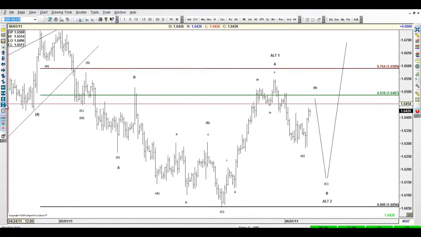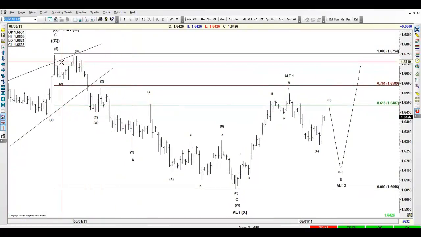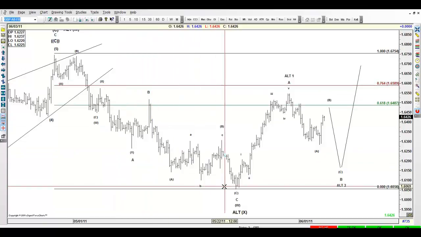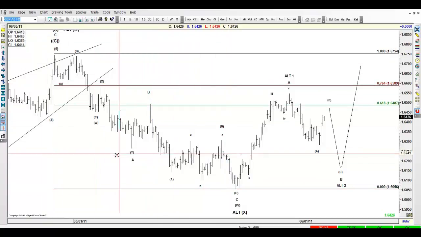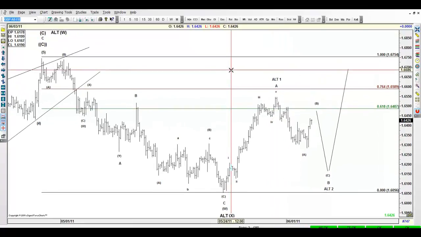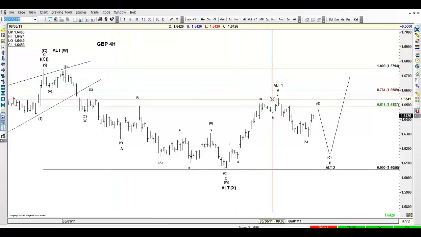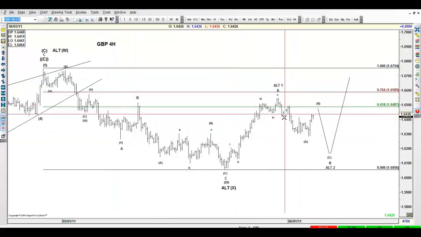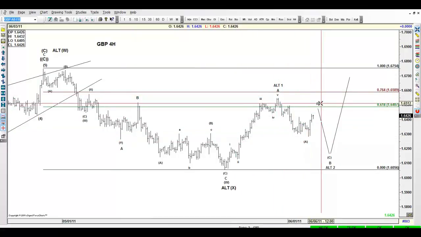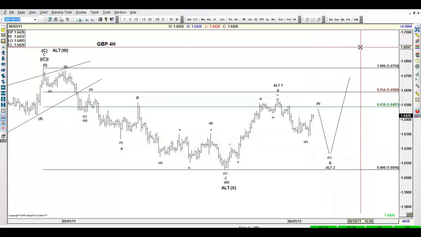The pound, I was telling James today, if you take a look at the pound, this is a two-week equal legs A, B, C. This is a 5 wave. This is a bullish count on the pound. The pound is bullish, don't get me wrong. It looks like it did a 5-wave move here, so I'm expecting dollar strength against the pound.